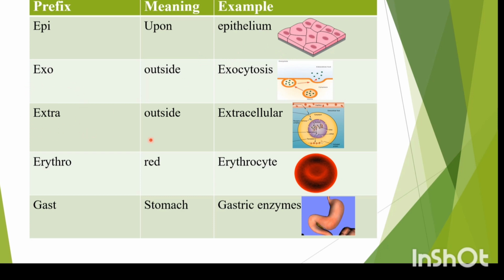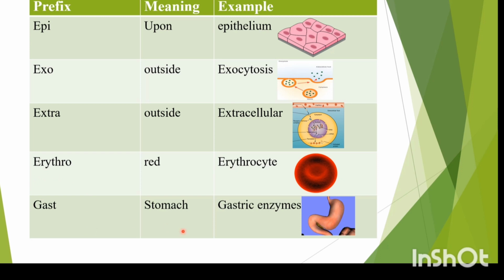Next one is extra. Extra means outside. Example, extracellular. So this is a cell and the space outside the cell is called extracellular space. Next one is erythro. Erythro means red. Example, erythrocyte. Erythro means red, cyte means cell.